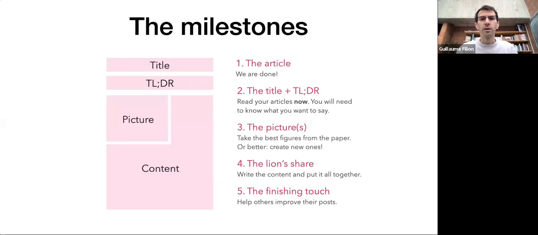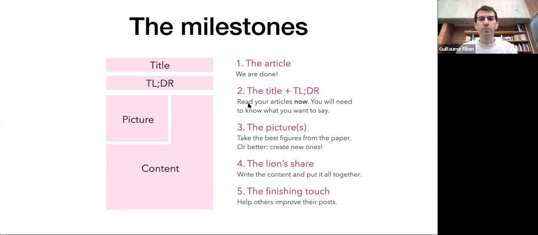In terms of logistics, it's organized this way. There are 5 steps. The articles will contain a title, a TLDR, too long didn't read, so that's an abstract, a short version, a picture, actually 2 pictures at least, and even more if you like, and then the content proper of the article. You already have chosen an article, so that was the easy part. The next milestone on our list is to get a title and a TLDR. And this is going to come quite soon, you'll see.